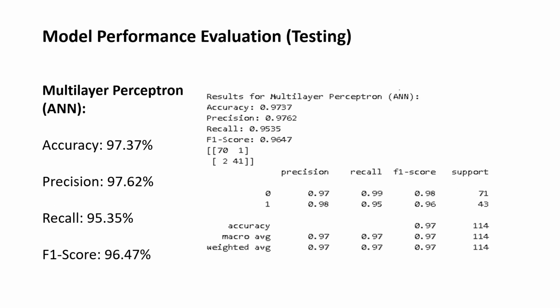In this slide, I will be talking about the multi-layer perceptron ANN, the final algorithm that we tested, which is a type of deep learning model with multiple layers. This algorithm was the most effective as it captured complex relationships between features, leading to the best performance among all the models. Here we see the accuracy is 97.37%, precision is 97.62%, recall is 95.35%, and the F1 score is 96.47%. The per-class precision, recall, F1 score, and support are the same as before.